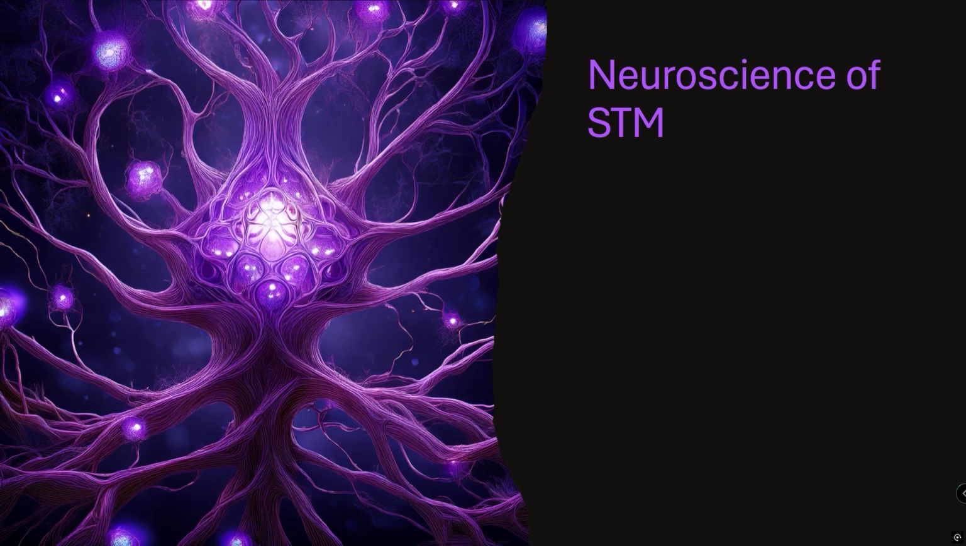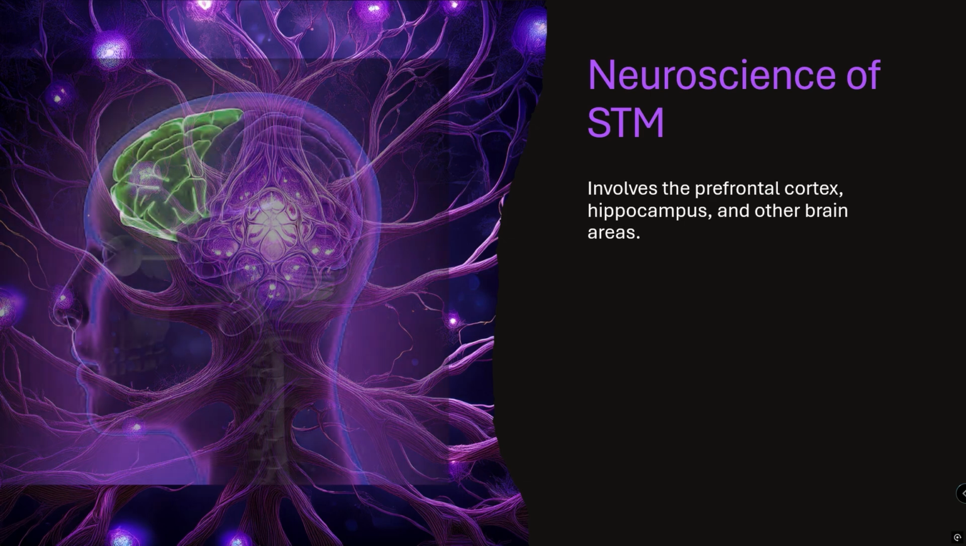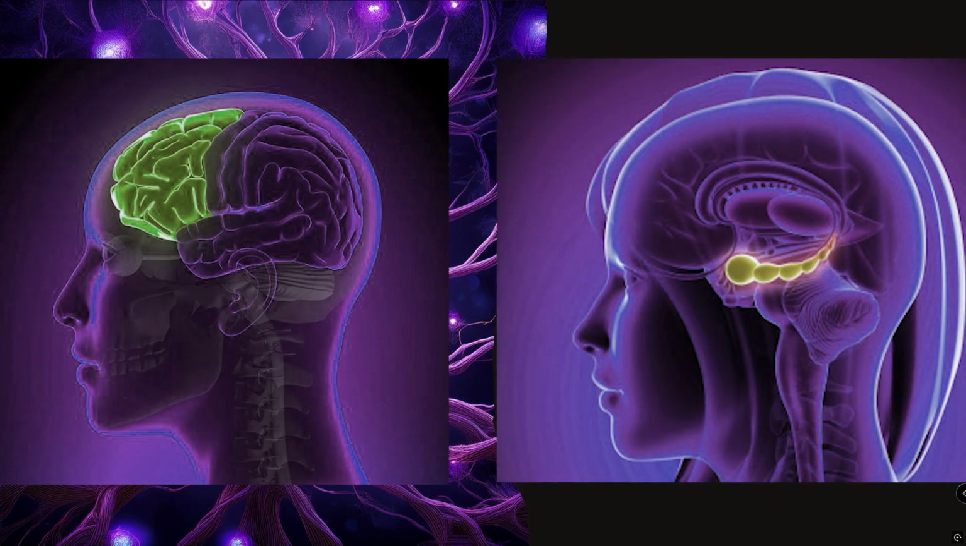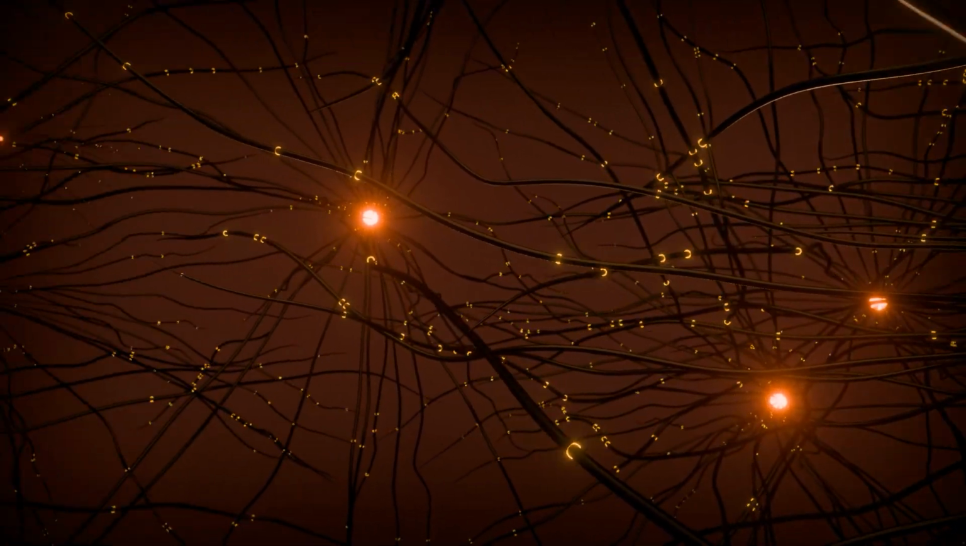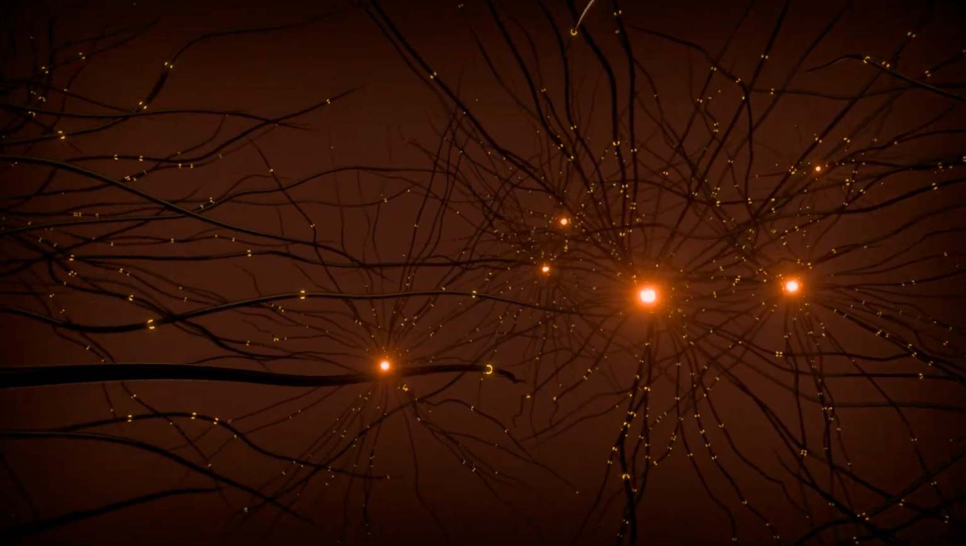What is the neuroscience of short-term memory? Well, it involves the prefrontal cortex, the hippocampus, and other brain areas. Neuronal activity in the prefrontal cortex represents temporary information storage.